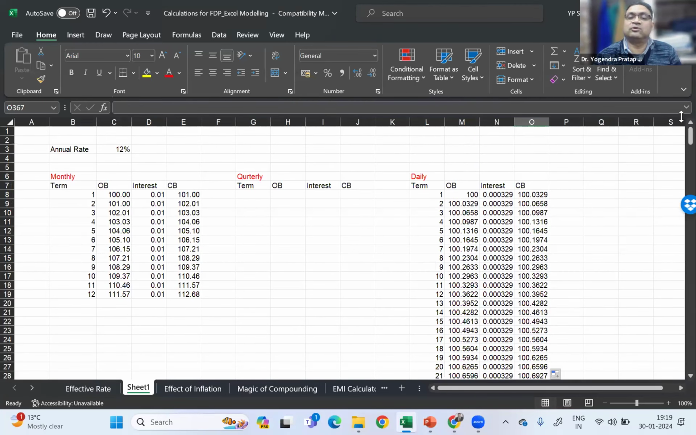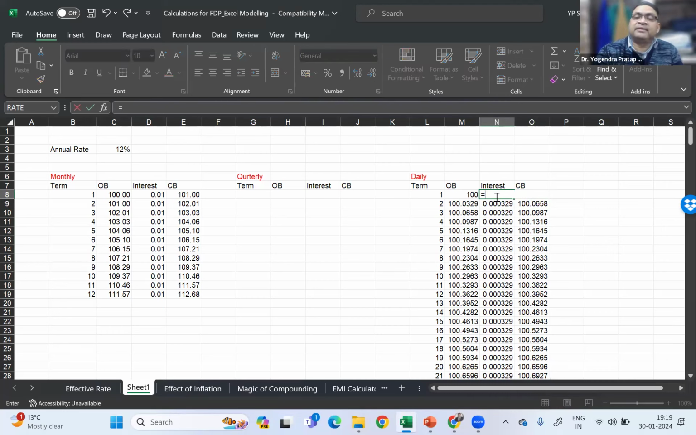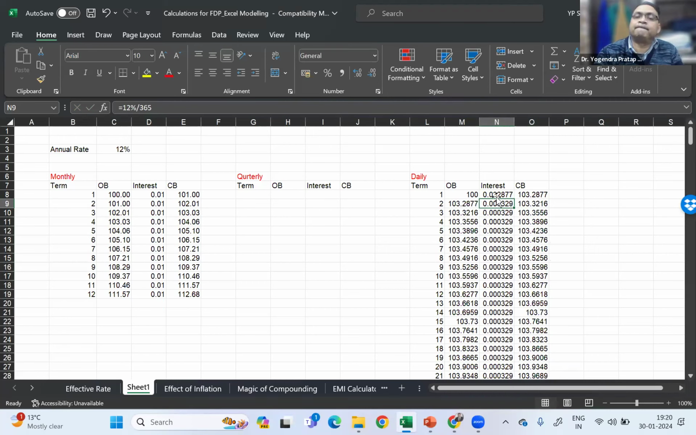There is something wrong, because on a daily basis it should be more than that. Yes, sir. In fact, it is less than the monthly basis. I am just checking it, because the interest is different. Equal to 12%, 12 divided by 365. This is 12 divided by 365.